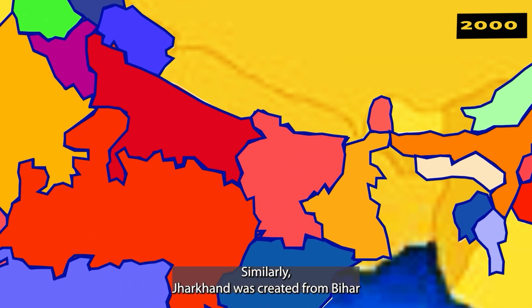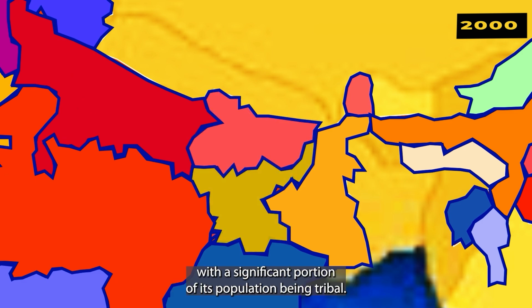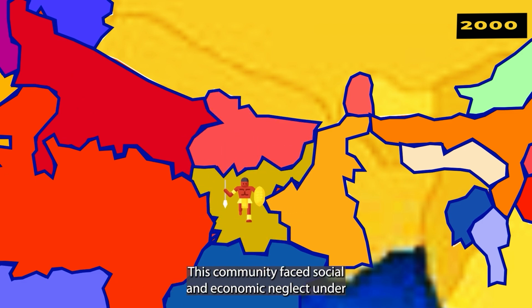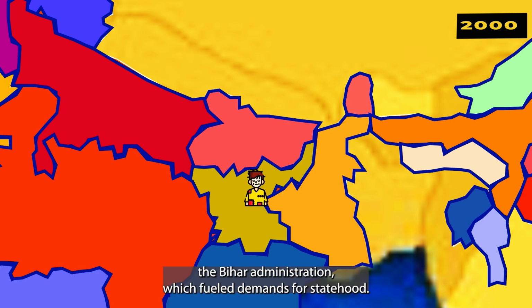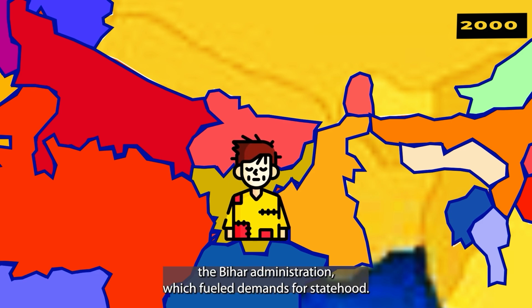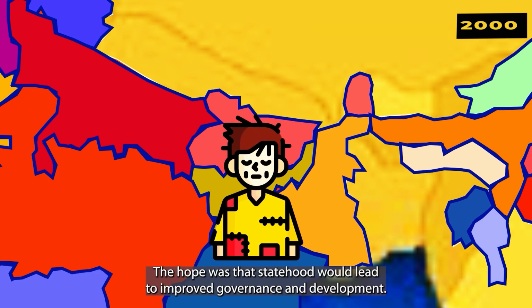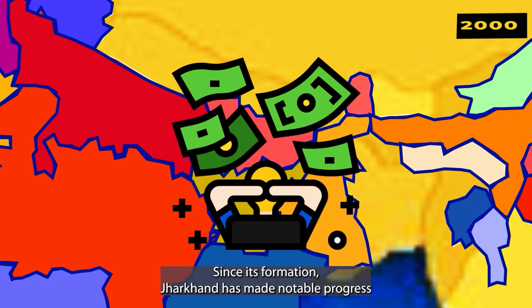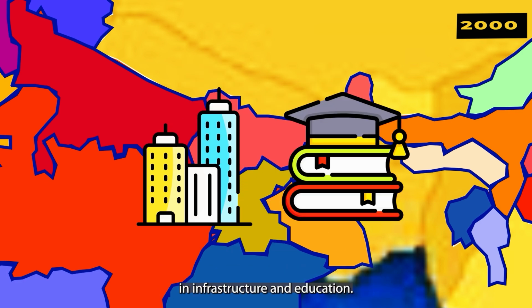Similarly, Jharkhand was created from Bihar, with a significant portion of its population being tribal. This community faced social and economic neglect under the Bihar administration, which fueled demands for statehood. The hope was that statehood would lead to improved governance and development. Since its formation, Jharkhand has made notable progress in infrastructure and education, though challenges persist in other sectors.